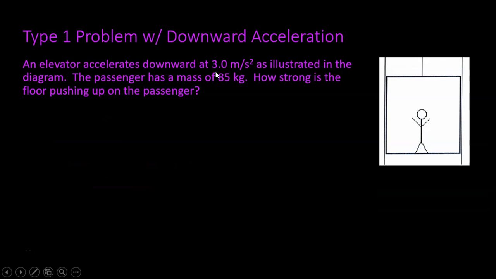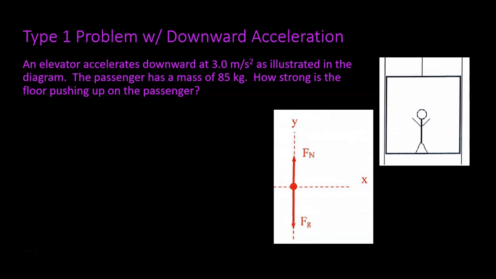Let's calculate the normal force when the elevator is accelerating downward. Everything's the same about this problem except the acceleration is 3.0 meters per second squared in the downward direction. First, we want to draw the force diagram, and in this case we see that the normal force is smaller than the gravity force, because if the object's accelerating downward, then the downward pointing force has to be larger.